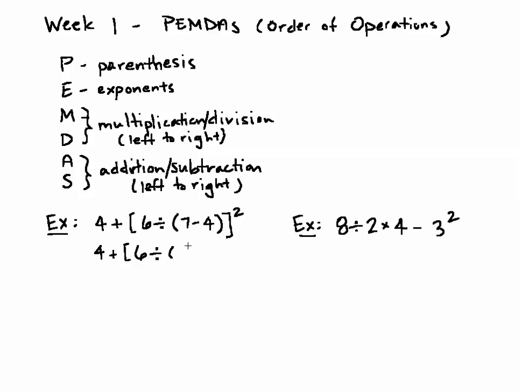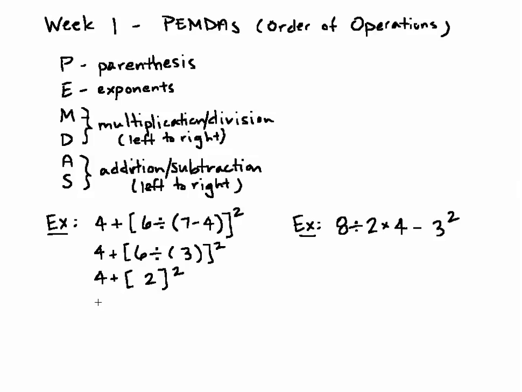So we evaluate the innermost parentheses, which is 7 minus 4 is 3. And then we're still working inside this bigger parentheses, which is a bracket. Brackets are the same thing as parentheses. And so we need to evaluate the division that's inside the bracket. 6 divided by 3 is 2. And so now we've taken care of the parentheses. Notice we did the division inside the parentheses because we always do what is inside parentheses first.